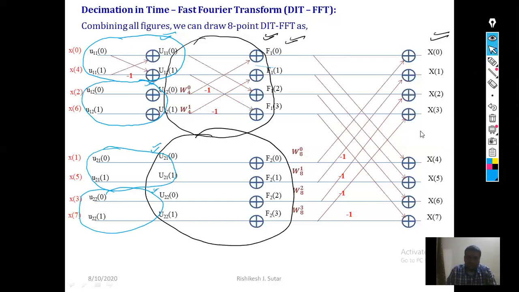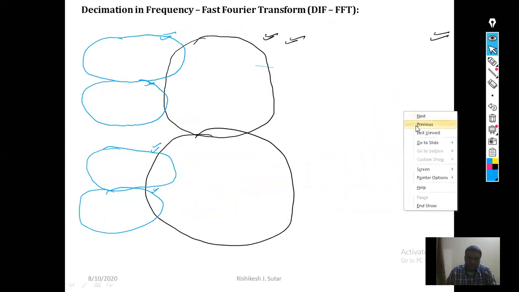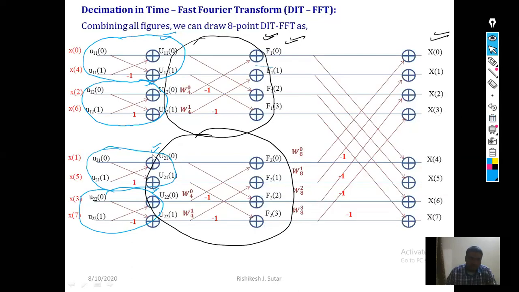So let us finish it. So this black one we have repeated, and then just give me 1 second. So this is the duplicated part for the 3 times.